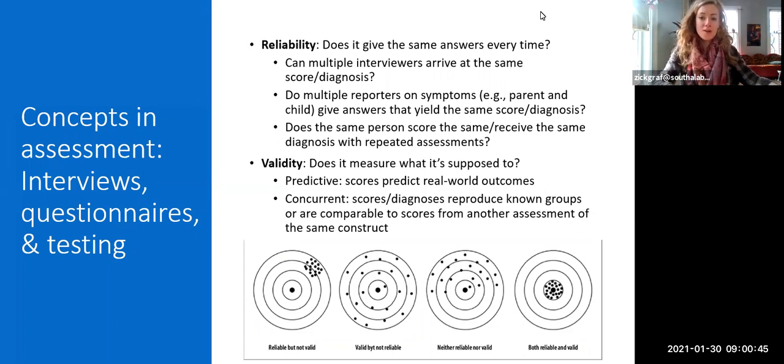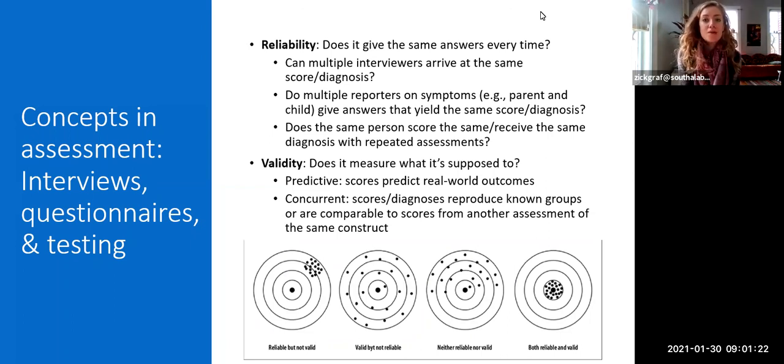Another consideration in measurement has to do with validity, which is, is this interview or this questionnaire actually measuring what we think it's measuring, what it's designed to measure? Broadly, there's kind of two types of validity that we care about. One is predictive, so do scores on this measure actually relate to real world outcomes? For example, we're going to talk about IQ testing, intellectual functioning testing. The point of those tests is that they should correspond to how well an individual performs at school or at work. If they don't, then they're not valid. There's no point in giving them.